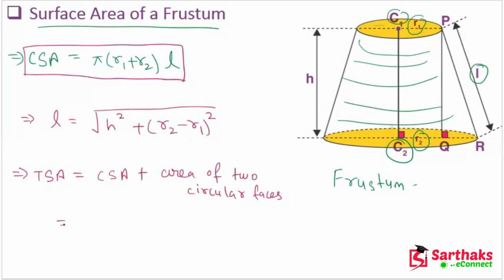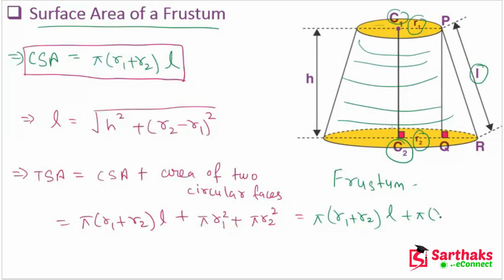So what is CSA? We have CSA is pi (r1 plus r2) into l, plus the area of C1, meaning circle 1, is pi r1 square, plus the area of C2 is pi r2 square. So this will become pi (r1 plus r2) into l plus pi (r1 square plus r2 square). So this is TSA. I hope, my dear friends, you understand these things.